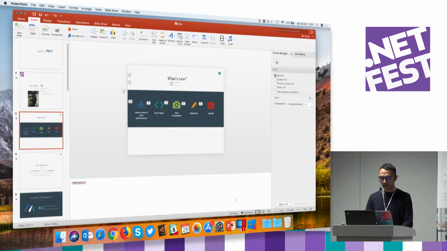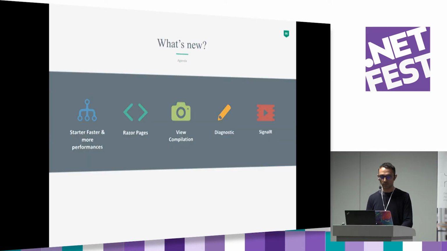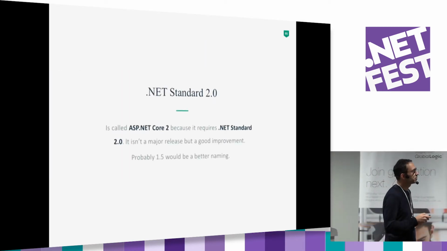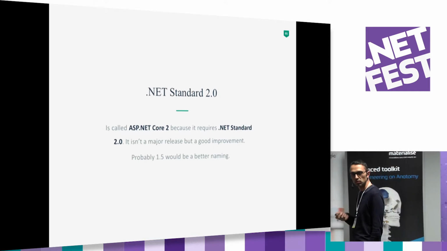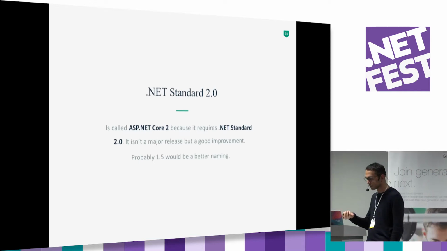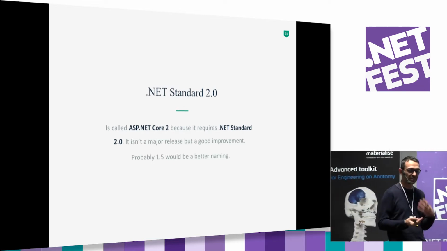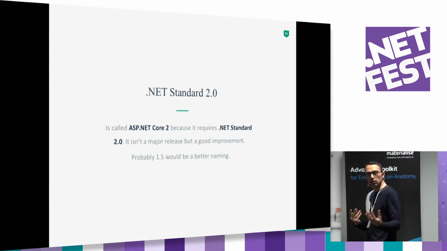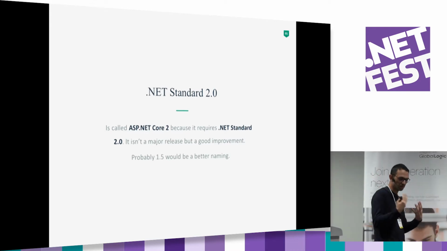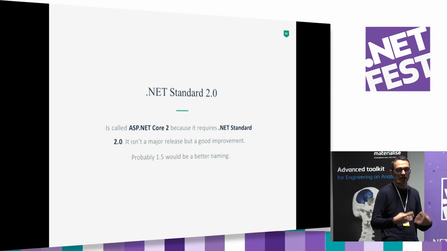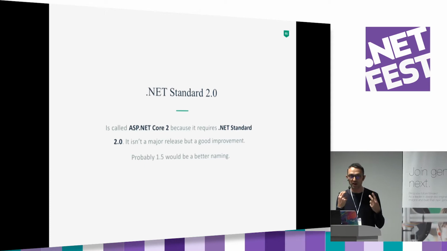Okay, let's talk better about ASP.NET Core 2. First thing, ASP.NET Core 2 is called 2 just because it requires .NET Standard 2. It's not a real version 2. As I'll show you very soon, there's no big difference between the old version and the new version. Basically, you can run the same code you already wrote in 1.1 on 2.0 without changing anything, just change the runtime. It's more or less the same. If you want, you can use new features like RADs or pages, okay? But probably the right version number would be 1.5.